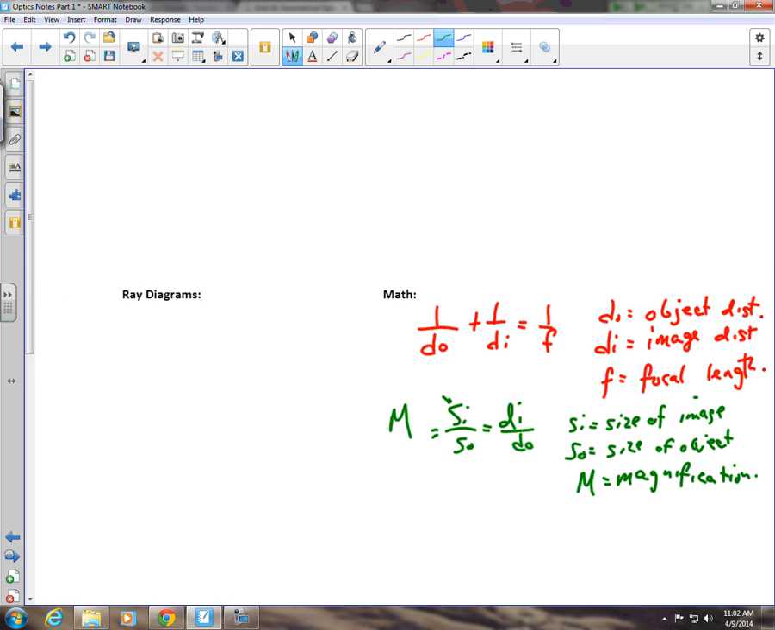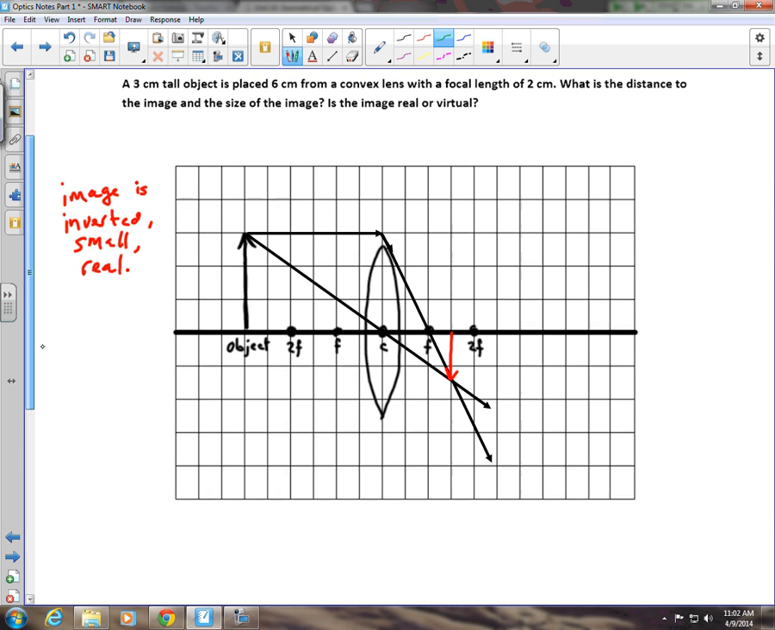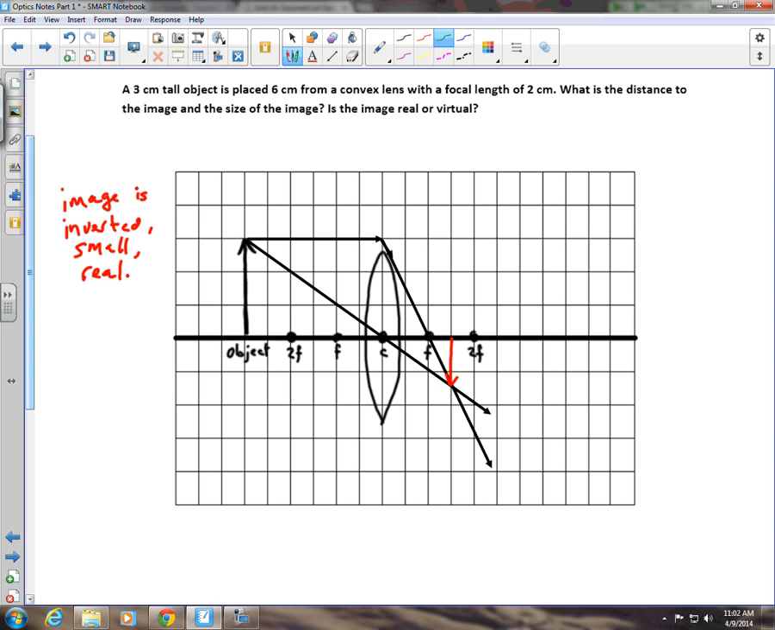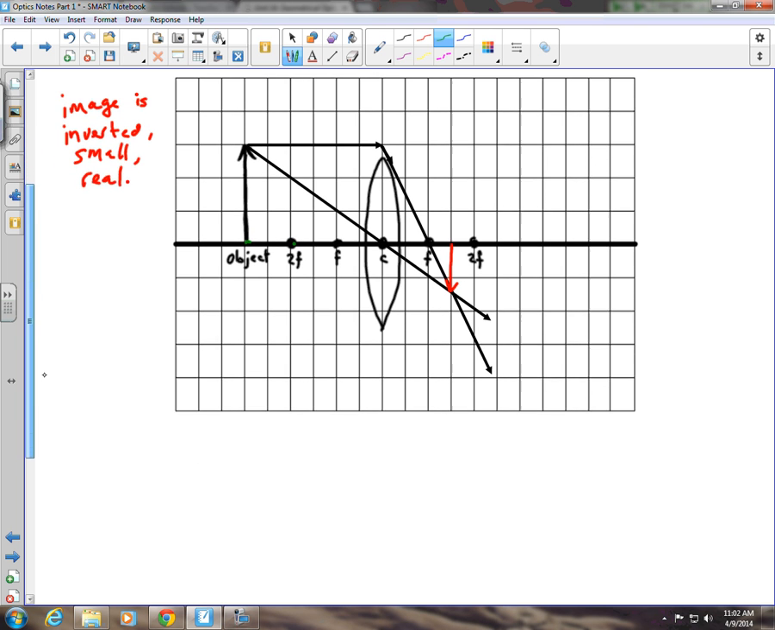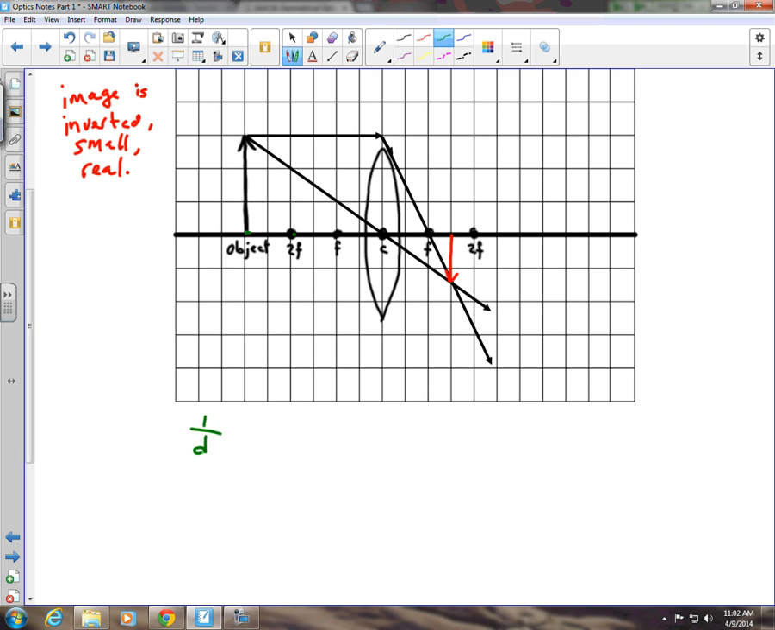So, looking at our examples, we already drew the image for this setup. When the object was out past 2f, away from the lens, we ended up with an inverted, small, and real image. Now we should end up finding the same things when we do the math. So we'll start out with 1 over dO plus 1 over di is 1 over f, and we're trying to find our value for di. dO is the object distance from the center of the lens. Counting from the center, it's 1, 2, 3, 4, 5, 6 centimeters. So it's 1 over 6 plus 1 over di equals 1 over f, the focal length. The distance from the center to the focus is 2.